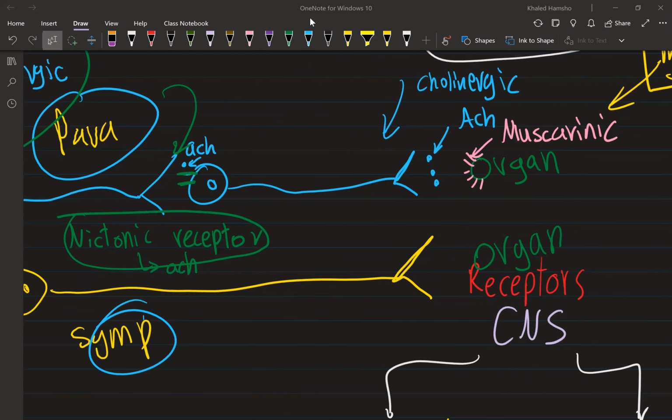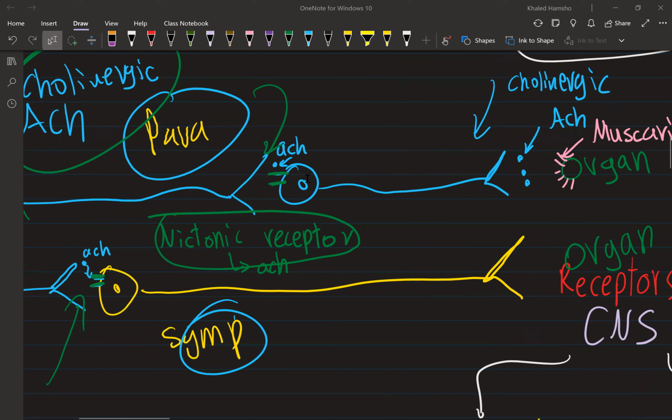I just want to ask a question. The nicotinic receptor is basically at the postganglionic neurons? Yeah, it's on the postganglionic neuron, on the cell body of the postganglionic neuron.